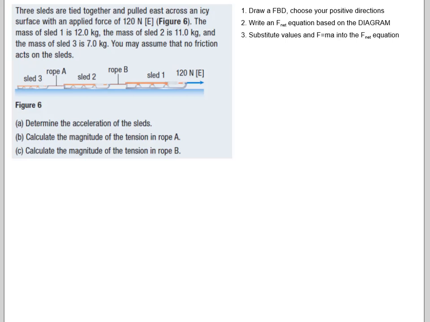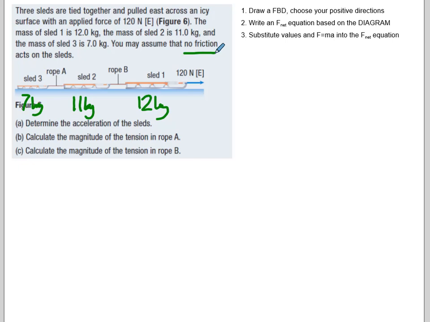Okay, this is one of my favorite questions, the sled question. Okay, so we have 3 sleds tied together, sled 3, 2, and 1, and they all have different masses. The mass of sled 1 is 12 kilograms, so I'm just going to take a second here. I like to write these things down as I go. The mass of sled 1 is 12 kilograms, the mass of sled 2 is 11 kilograms, and the mass of sled 3 is 7 kilograms. So the first question, oh, and we should note this, there's no friction acting on the sleds. That's a really important piece. So determine the acceleration of the sleds.